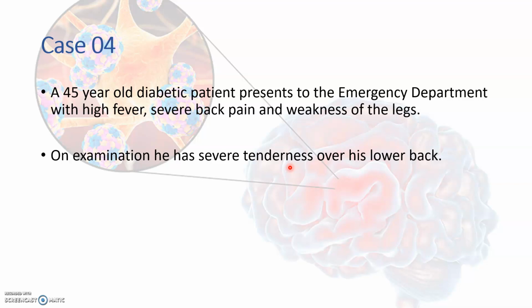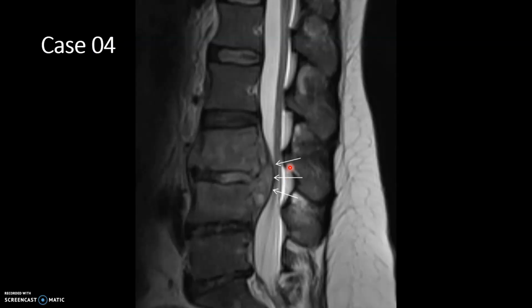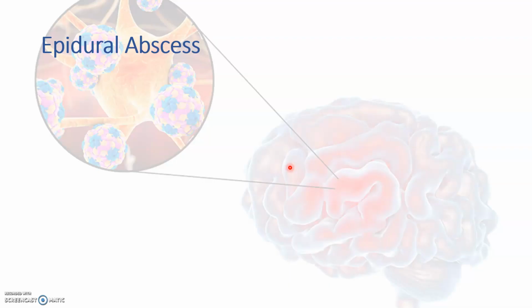Case 4 is a 45-year-old diabetic who presents to the emergency department with high fever, severe back pain and weakness of the legs, and he has severe tenderness over his lower back. And this is his MR scan showing a space-occupying lesion that is compressing the cord from in front. This is an epidural abscess.